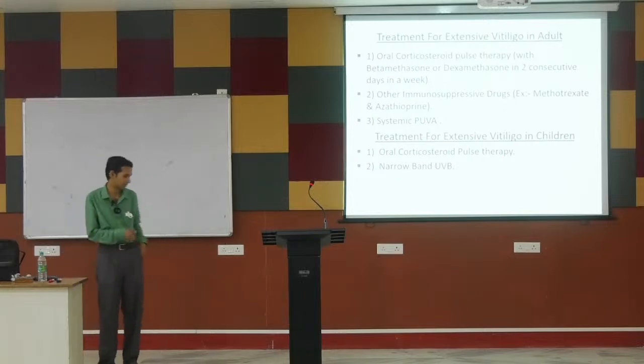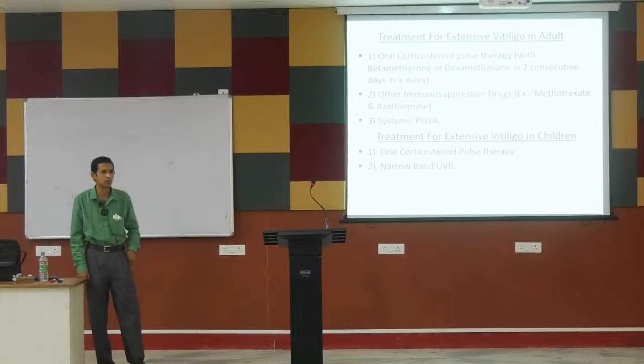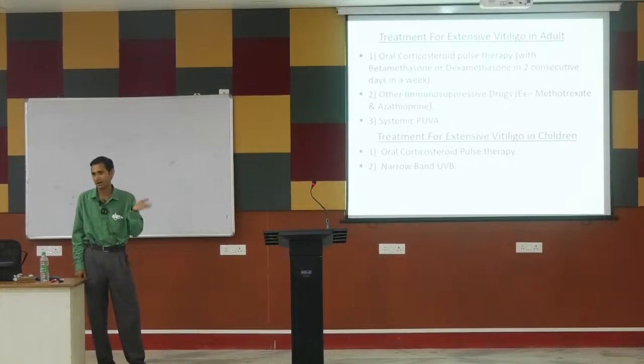In that case, other immunosuppressive drugs like methotrexate once a week, or azathioprine starting with 50 milligram per day for 7 days, and after that, depending on the CBC report or routine blood report, you can increase the dose. These are also done particularly to arrest the disease process.